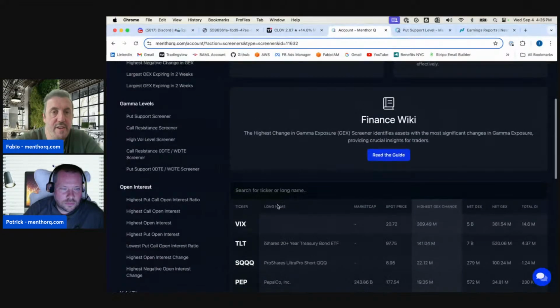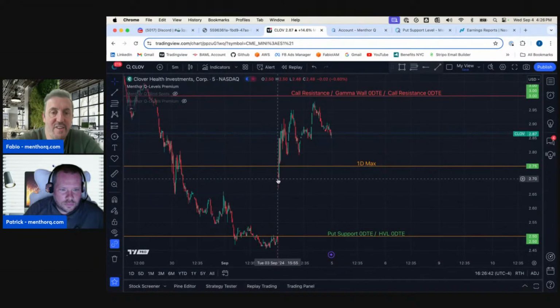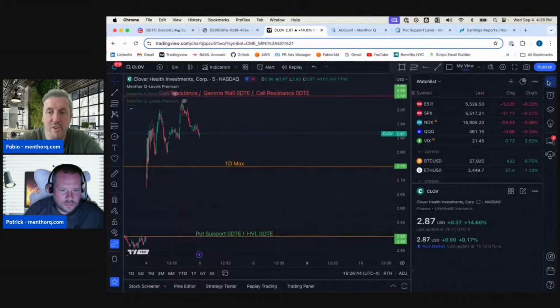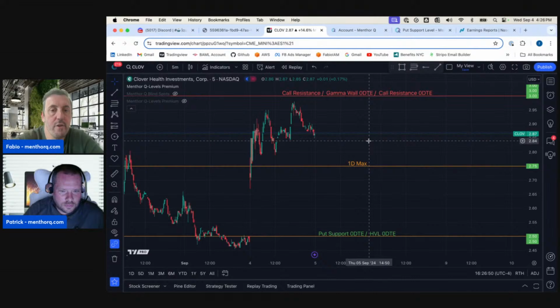So I obviously don't know anything about the company. I haven't read the news, but I know something is happening. And I can now go and plot my levels. As you can see, the stock was up like 15% today. Again, I haven't looked at the news. I am not sure what's going on with this company.